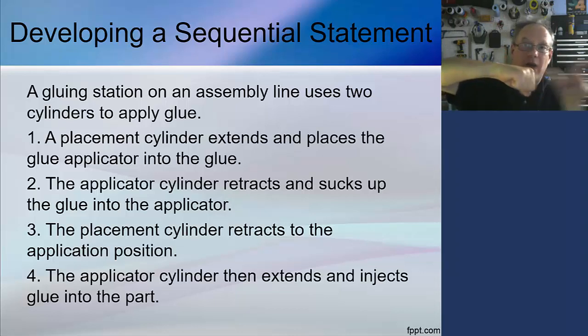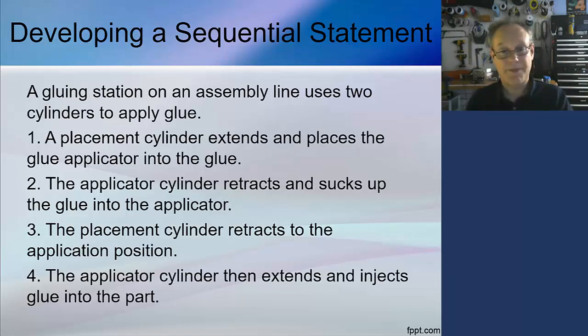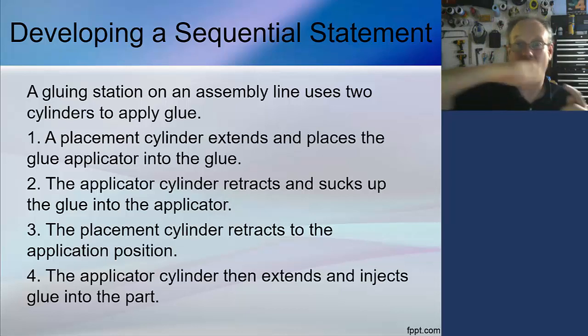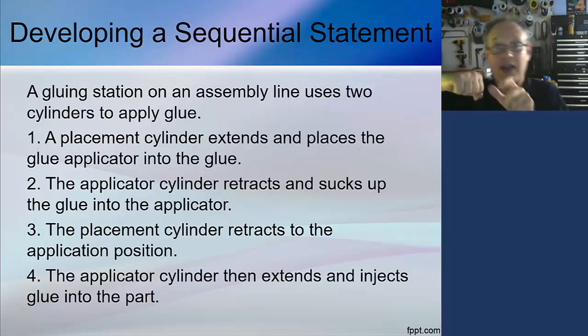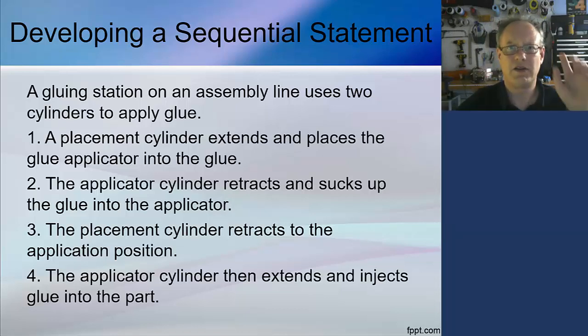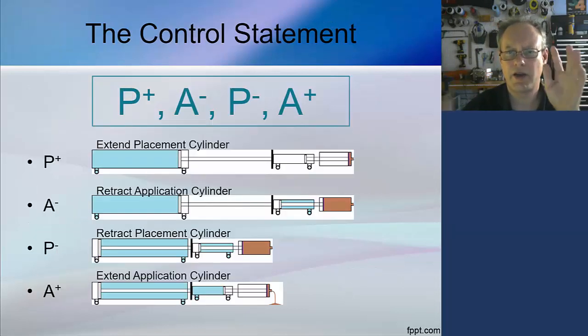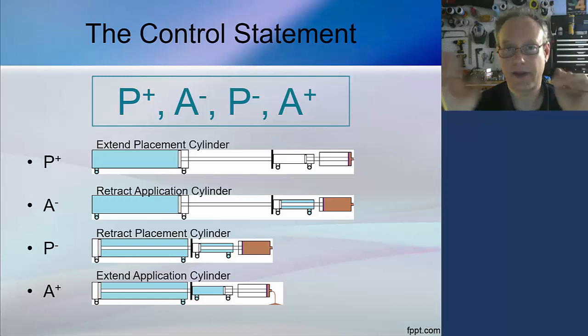So this thing extends, the glue applicator is on it, and then the application cylinder retracts and sucks up the glue. And then the placement cylinder, this arm with the applicator on it, retracts, and then the application cylinder extends. So let me just draw a picture of that. Okay, here we go. Now the control statement's on the top. I think it'll make sense.